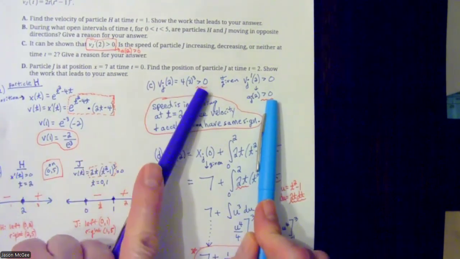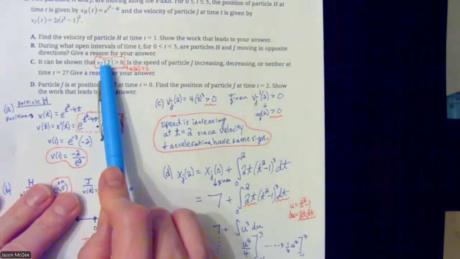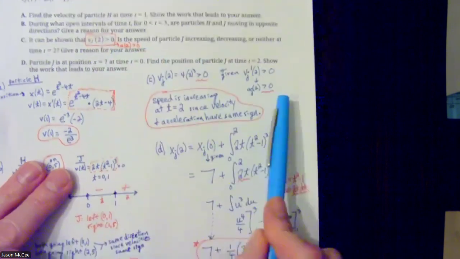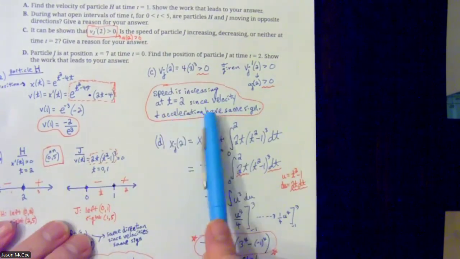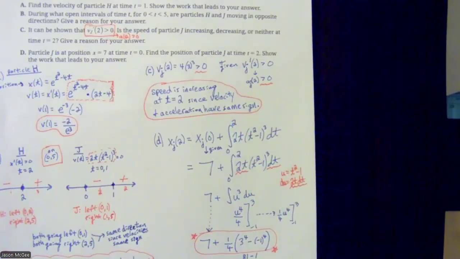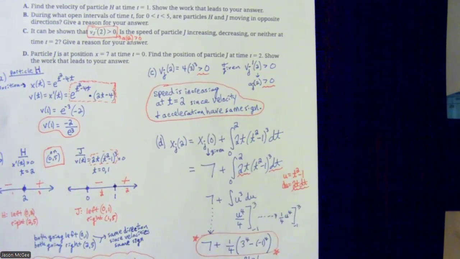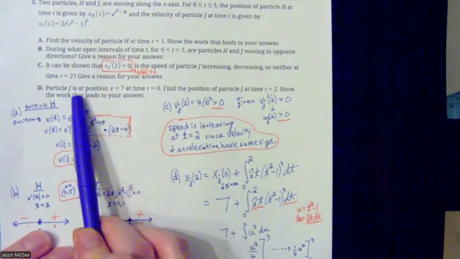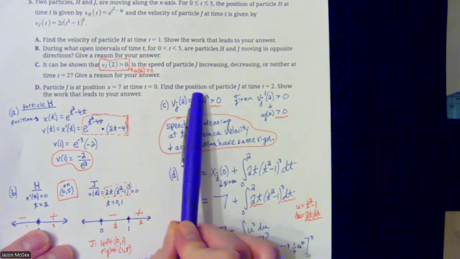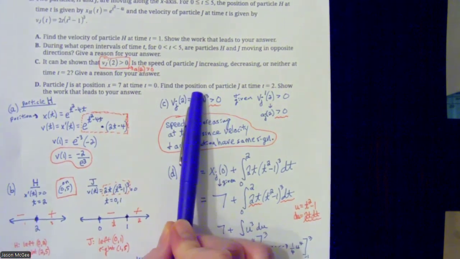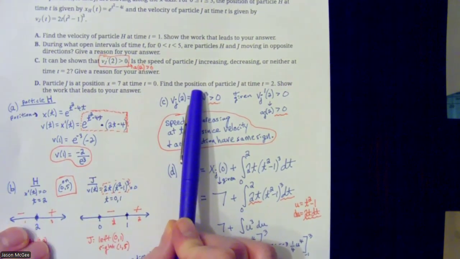So I figured out on my own the velocity was positive. They told me the v prime, which is the acceleration, is positive. So since velocity and acceleration have the same sign, that means that speed is increasing at t equals 2. So make sure you get that justification in there. And then when they give you this initial position, find the position, always take into account the initial position.